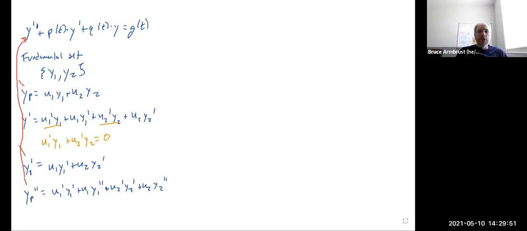All right, so I'm going to do my best to kind of keep this neat and orderly, but you know how this happens with me. Okay, so I'm going to group everything by like U1s and U1 primes and U2s, U2 primes, things like that. So we're going to start with the Y double prime. So we're going to get U1 prime Y1 prime, plus U1 Y1 double prime, plus U2 prime Y2 prime, plus U2 Y2 double prime.